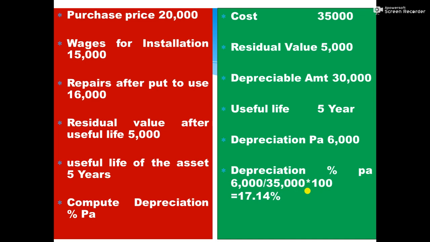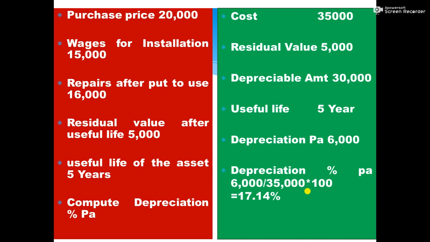17.14%. The depreciation percentage has to be calculated on the cost of the asset, and therefore in any question, if a depreciation percentage is given, that percentage should be applied on the cost of the asset. To find out the depreciation per annum, we should apply the depreciation percentage on the cost of the asset. You will see another example.